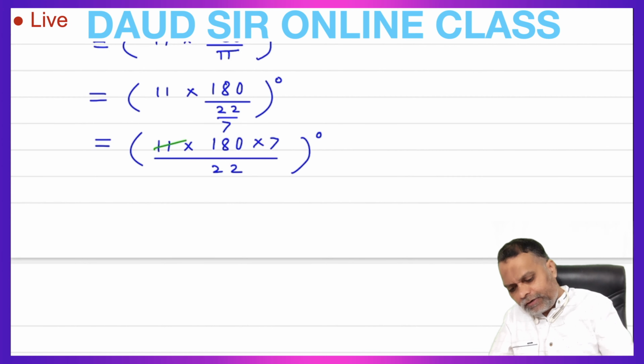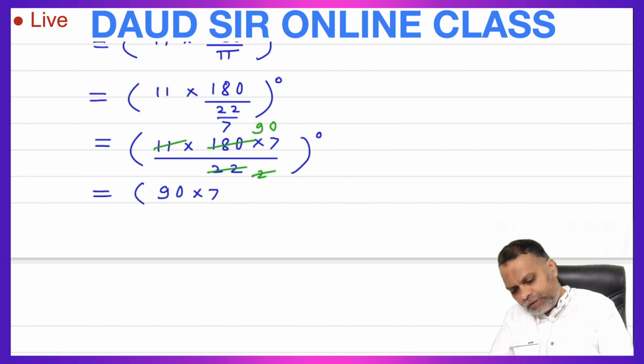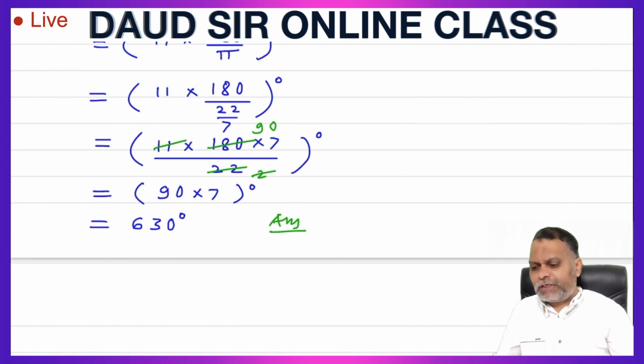11 1s are 11, 11 1s are 11, 11 2s are 22, and this 180 we can cancel by this 2, 90 times. So which is equal to 90 into 7 degree. 9 7s are 63, or 7 9s are 63, 630 degree. This is the required degree measure, 630 degree.